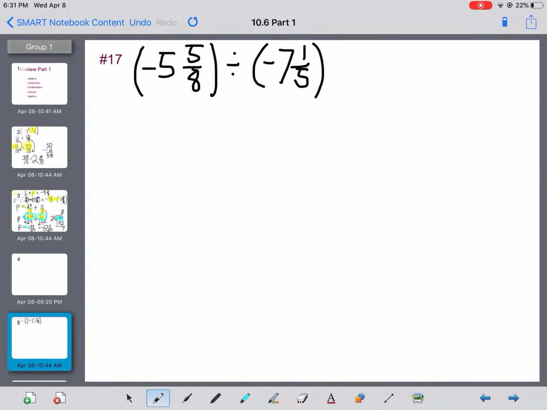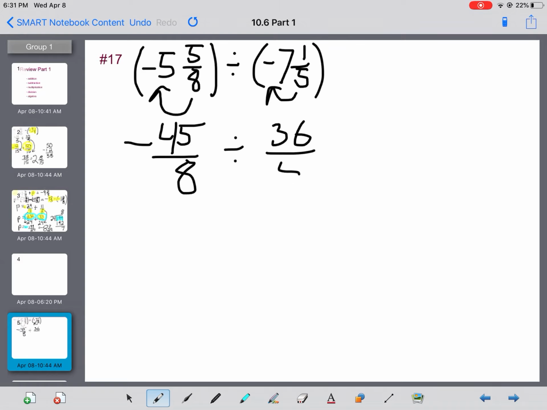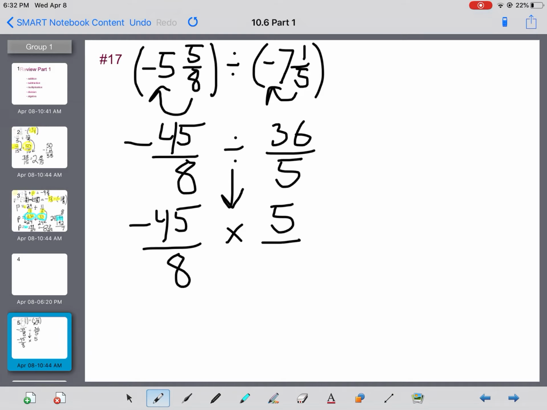All right, now let's go on to multiplication and division. We like it a little bit better because we don't really need to worry about the denominators. So the first step is I'm going to put these numbers into improper fractions. So I go 5 times 8 is 40 plus 5. I get -45/8 divided by 7 times 5 is 35 plus 1, and I get 36/5. Next step when you're dividing with fractions is you multiply by the reciprocal. Make sure you do both steps at once. So if you switch it to multiplying, you need to switch to the reciprocal.